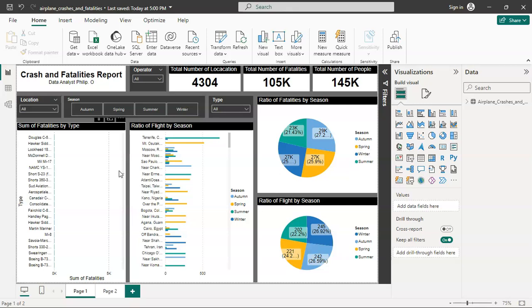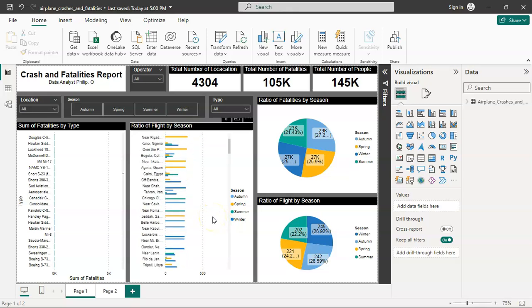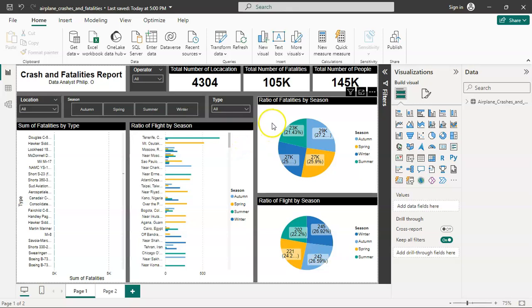Next is the ratio of flights by season. This is the ratio of flights by season. We have the report there, and also the chart showing us the analysis of that. The next chart on the dashboard is the ratio of fatalities by season, where autumn gives us the highest number of fatalities. During autumn, we had more fatalities unlike the other seasons.